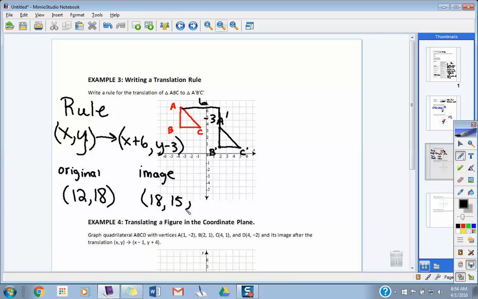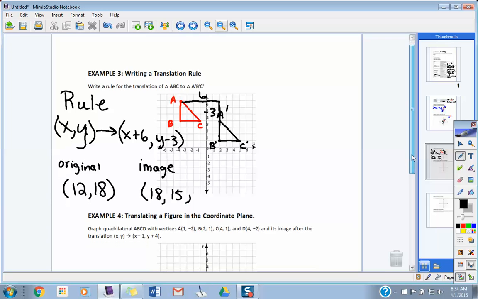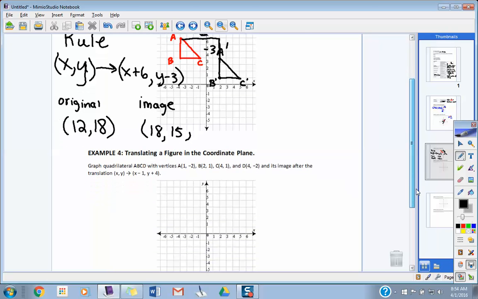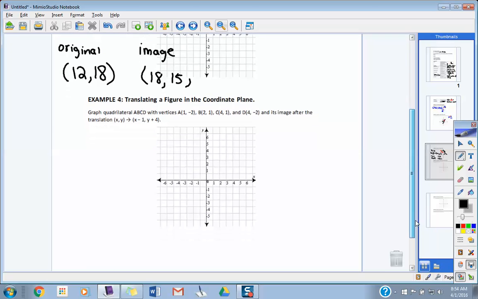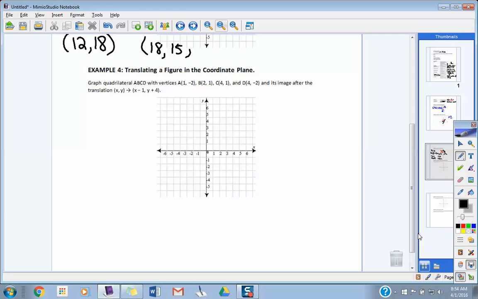Okay? So here's the deal. I want you guys to try example 4 on your own. See what you come up with. It says translating a figure in the coordinate plane. First thing you're going to do is graph your pre-image, or your original figure. And then they give you the rule of translation to graph your image figure. Just real quickly, after you get that pre-image graphed, what direction are you going to move it to get the new one?